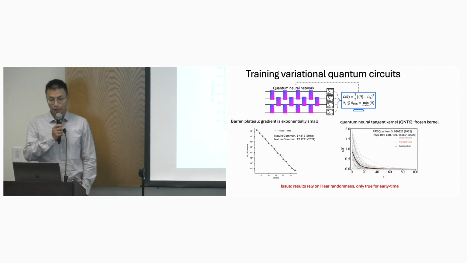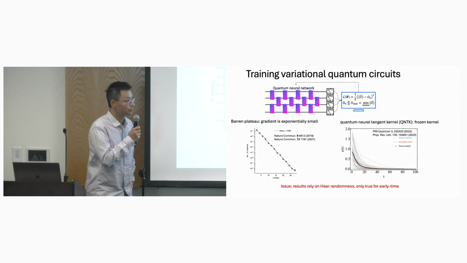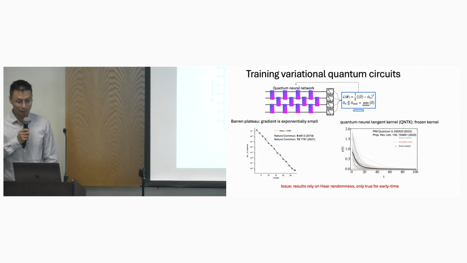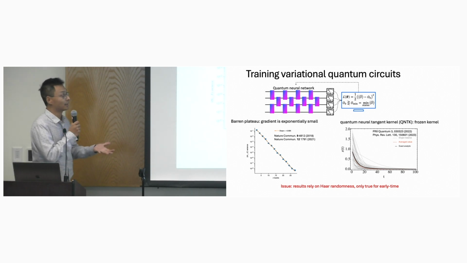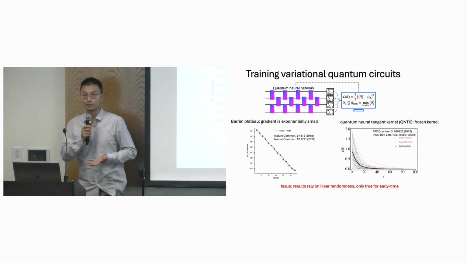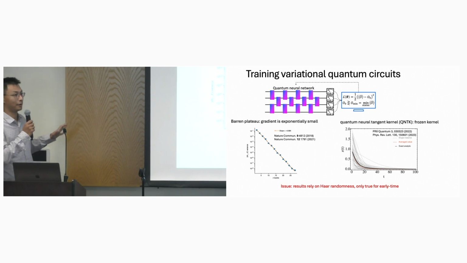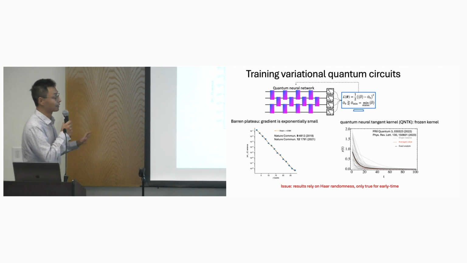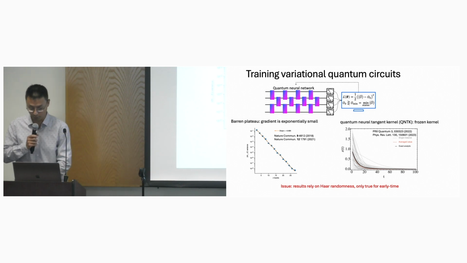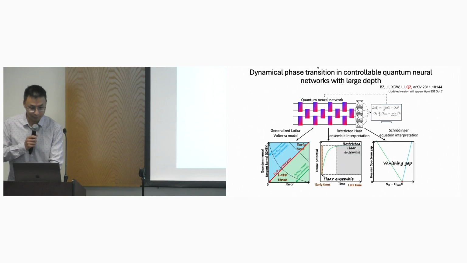However, there's a common issue in these results as they rely on Haar randomness assumptions, which is only true at the initial random initialization. Because as the circuit trains, you want these circuits to do some tasks. And to complete a task, there's already constraints implicitly being completed. For example, you are preparing a particular quantum state, then the circuit has to guarantee that the convergence towards that quantum state is happening. So it will deviate from the Haar random initialization, as we will show in this work.